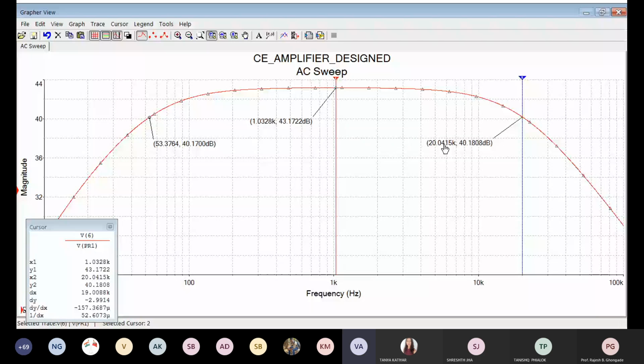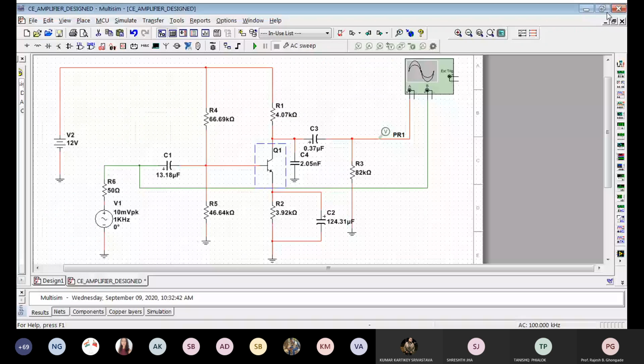Yes, sir. I think it was 43.5. Yes, sir, and here it was 40.5, and here also it was 40.5. Okay? Yes, sir. So our circuit is working as expected, at least from the frequency domain point of view. You're getting this? Yes, sir. So what you have done today is you have created your own amplifier today.